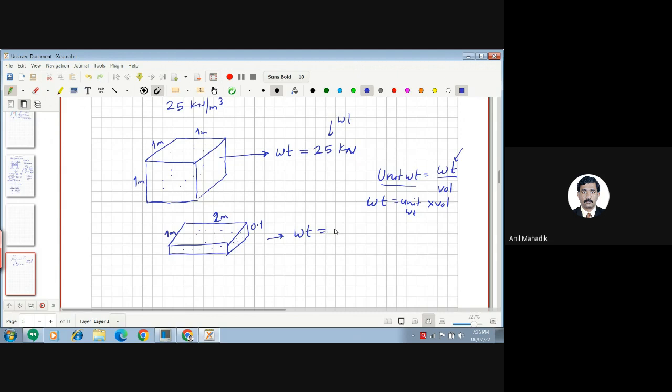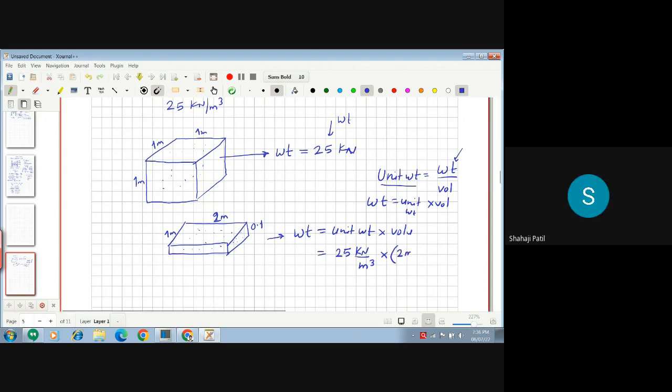So weight is how much unit weight into 2 into 1 into 1. So how much is the unit weight of concrete? 25 into 2 into 1 into 1. So write down the unit weights: 25 kilonewton per meter cube into what is the volume? 2 into 1 into 1. So 2 meter into 1 meter.